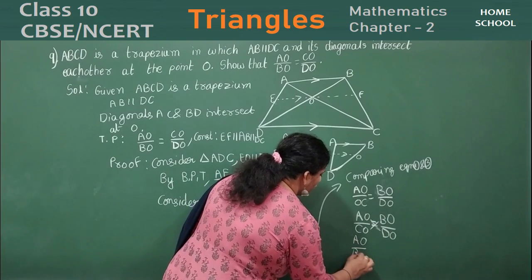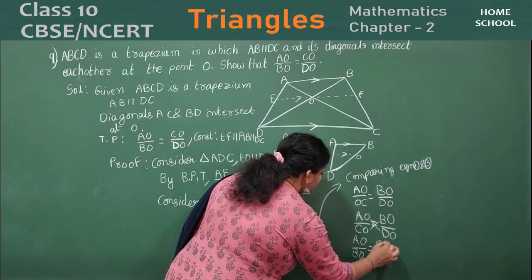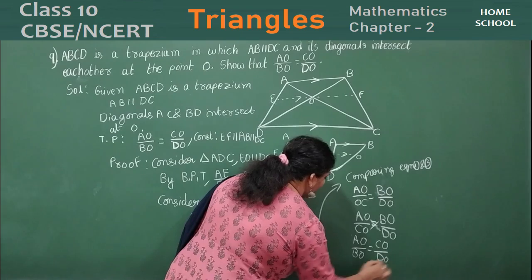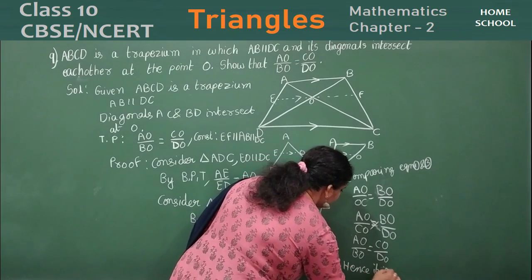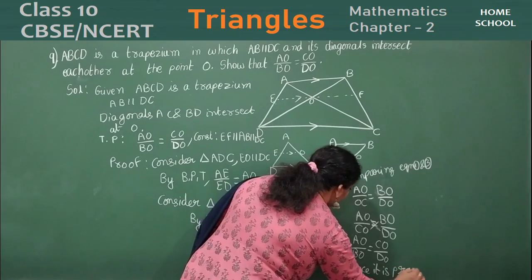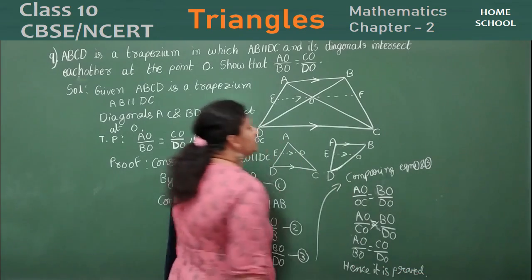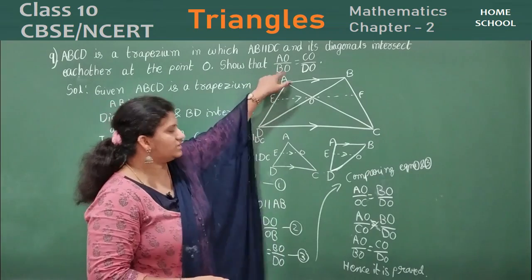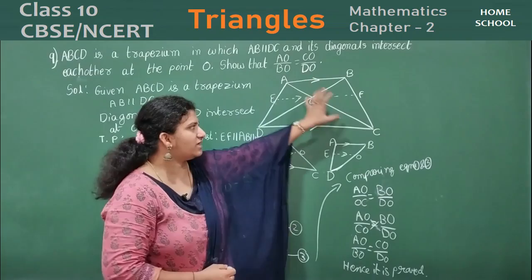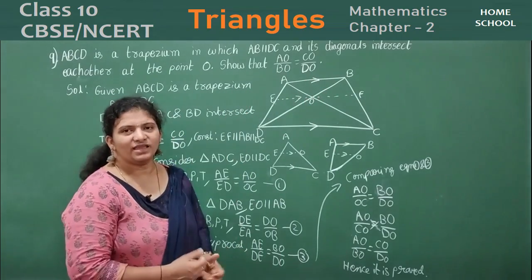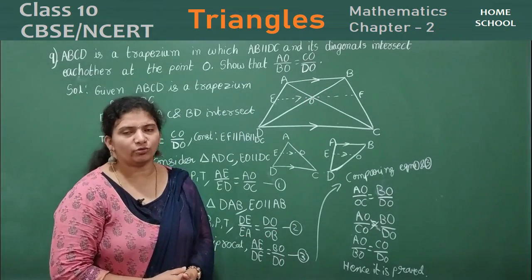AO by BO is equal to CO by DO. Hence it is proved. That's it. AO by BO is equal to CO by DO. This is the thing we need to prove here, children.